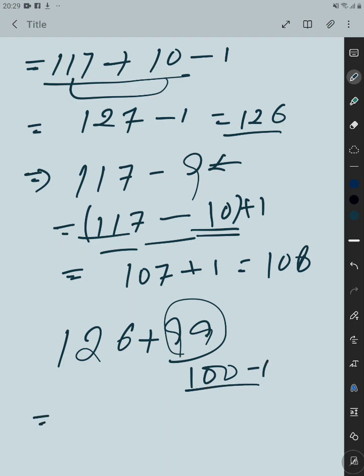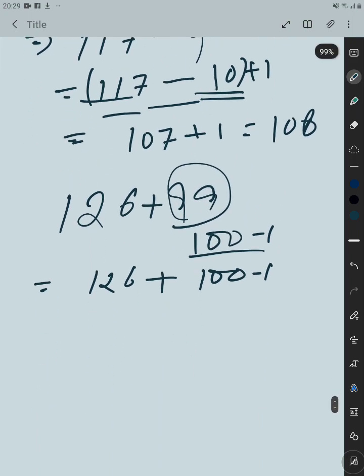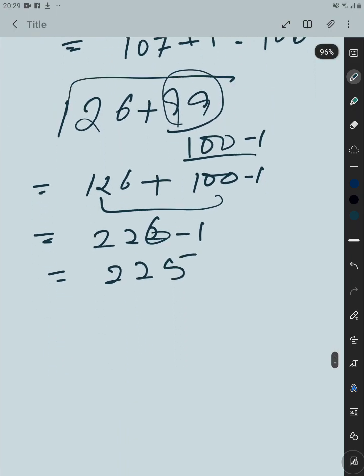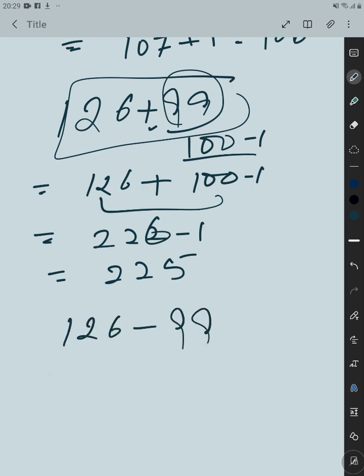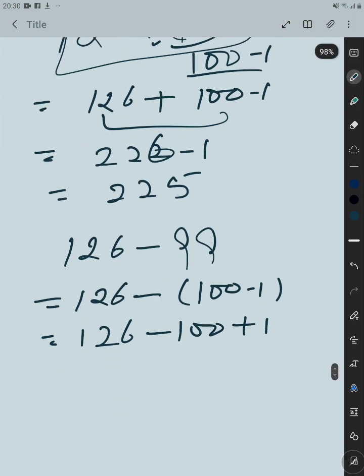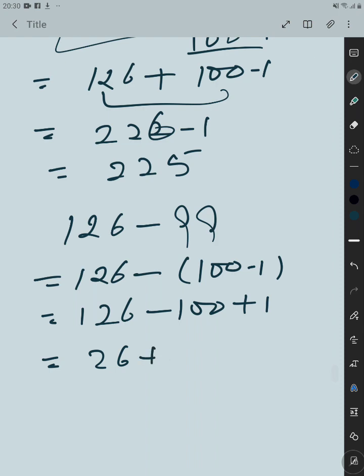So what will this be? 126 plus 100 minus 1. Solving this is very easy. So combine this, it will be 226, minus 1, and now it will be 225. Fine. Now instead of taking plus here, we'll take minus. So 126 minus 99 can be written as 100 minus 1. If we expand it, this will be minus 100 and this minus will become plus. So plus 1, so it will be 26 plus 1, which is 27.